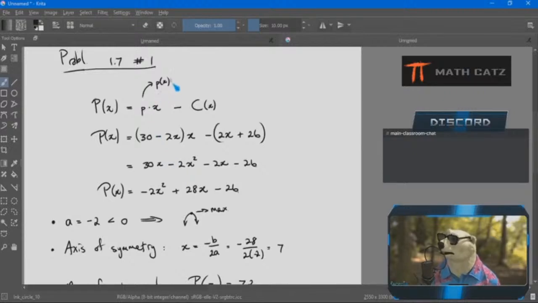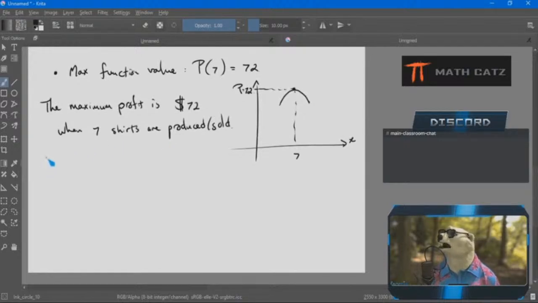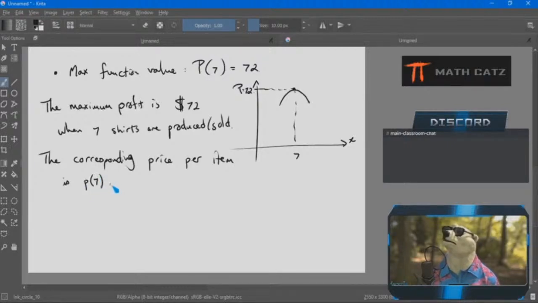Little p is 30 minus 2x. So the price depends on the number of t-shirts that I sell. I now know I should sell 7. So my corresponding price per item, t-shirt, is given by little p of 7. What was it? 30 minus 2x. So 30 minus 2 times 7.